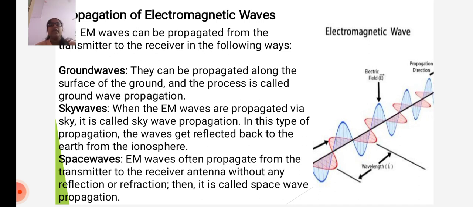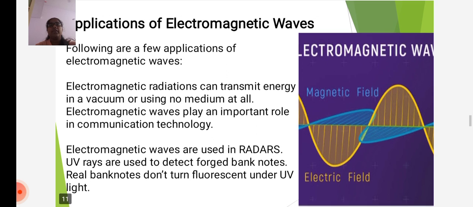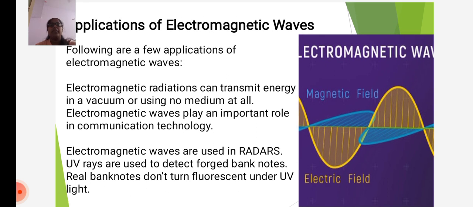Space waves. EM waves often propagate from the transmitter to the receiver antenna without any reflection or refraction. Then it is called space wave propagation. Applications of electromagnetic waves. Following are a few applications of electromagnetic waves. Electromagnetic radiations can transmit energy in a vacuum, using no medium at all. Electromagnetic waves play an important role in communication technology. Electromagnetic waves are used in radars. UV rays are used to detect forged banknotes. Real banknotes don't turn fluorescent under UV light.